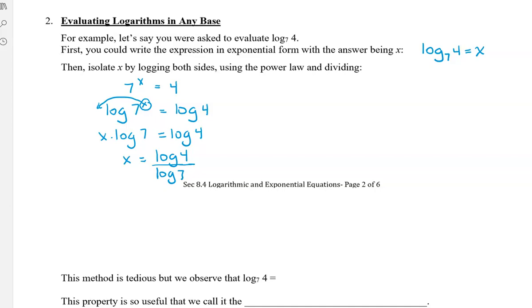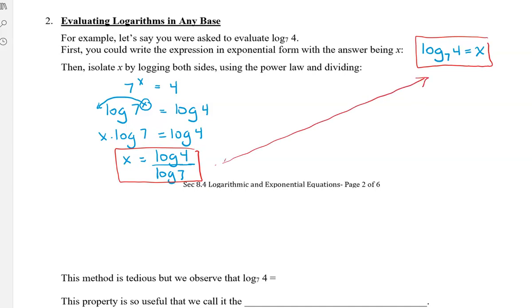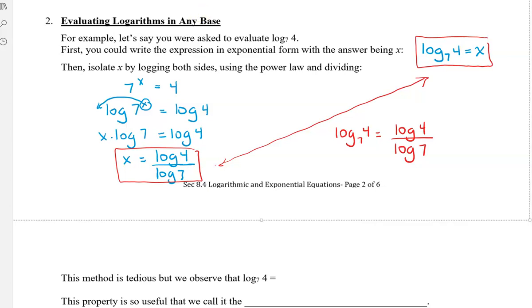So if you notice, x is equal to this expression here, but at the beginning, I said that x was equal to this expression here. So therefore, these two expressions must be equal. That means that log 4 with a base of 7 has to equal log 4 divided by log 7. Now I've chosen a base of 10, but we can actually choose any base we want, hence the change of base property.